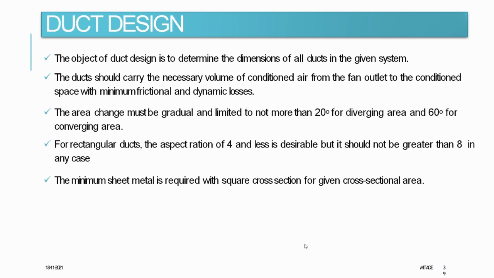For the rectangular duct, an aspect ratio of 4 or less is desirable but it should not be greater than 8 in any case. So what is aspect ratio? It is the ratio of length to breadth. It should preferably not be greater than 4, and it is better to have less than 4, but in any case it can be between 4 and 8, but should not be greater than 8.